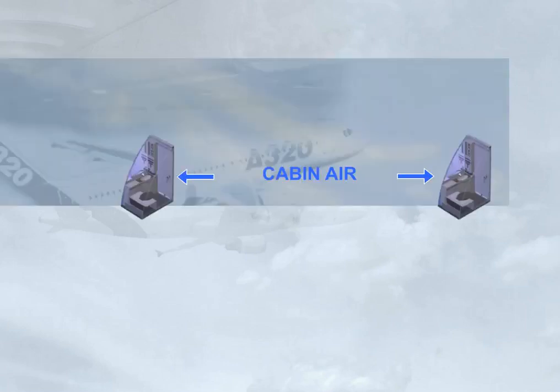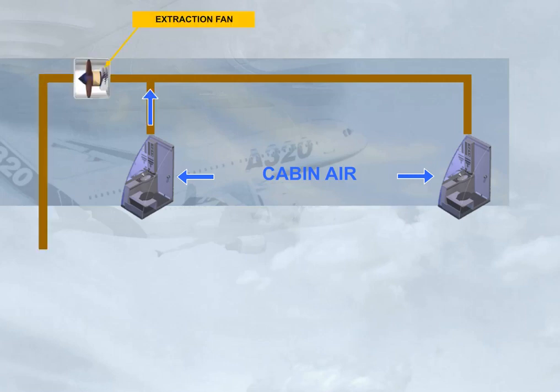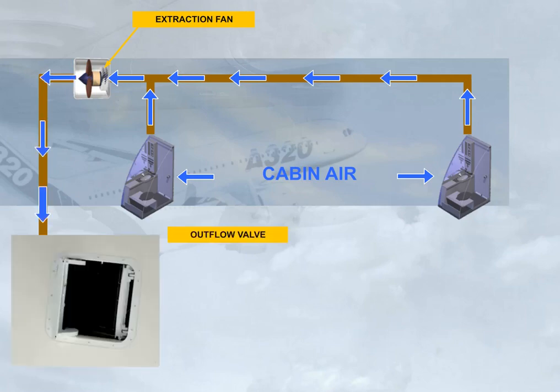Cabin air is passed through the lavatory and galley areas and is removed by an extraction fan. This fan pulls air into an extraction duct and then releases it overboard through the outflow valve. Note: the extraction fan runs continuously provided electrical power is available.